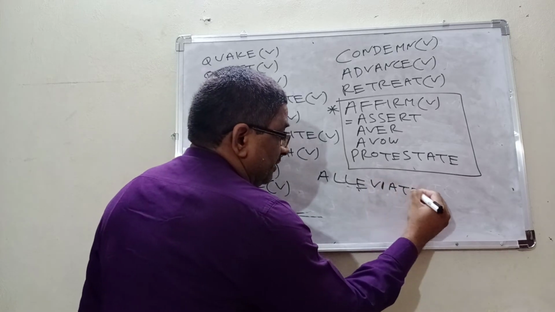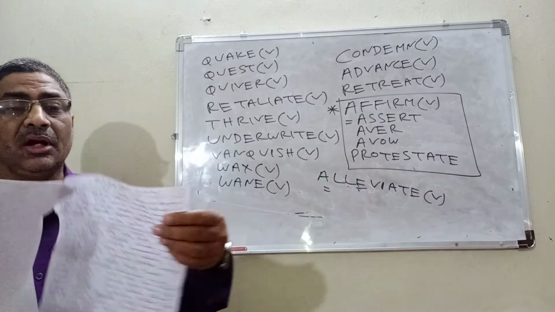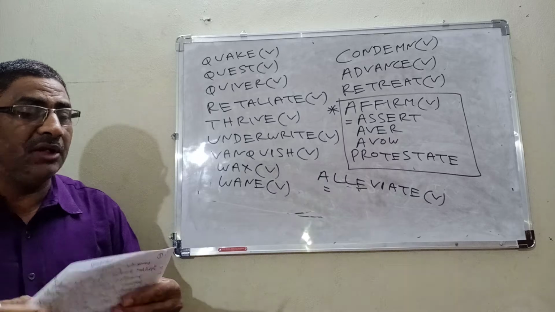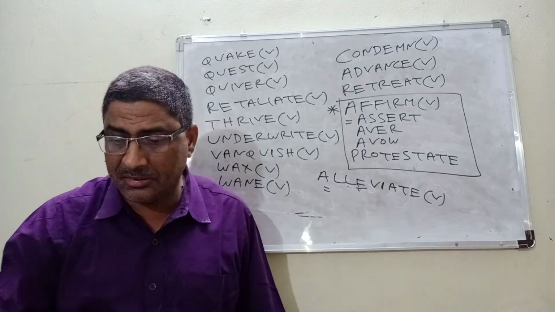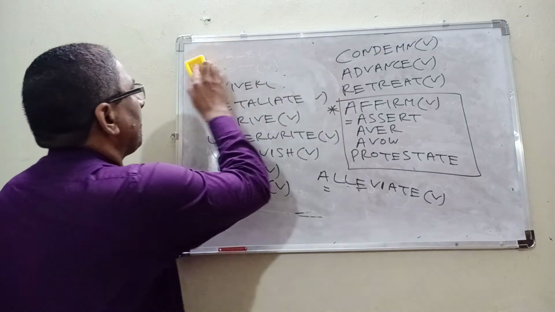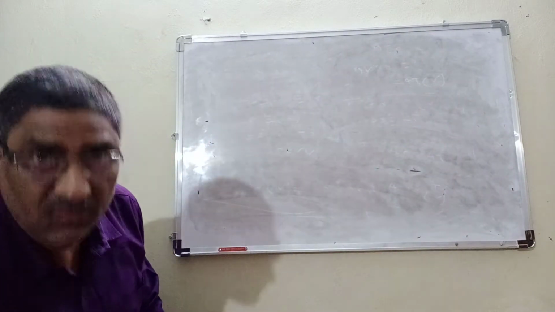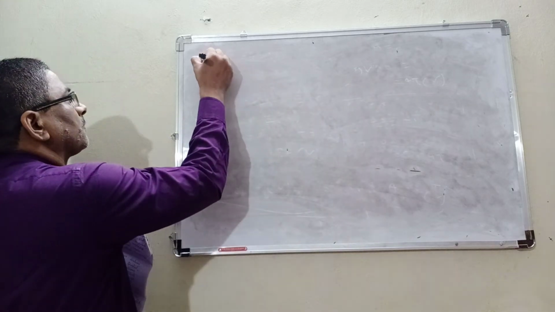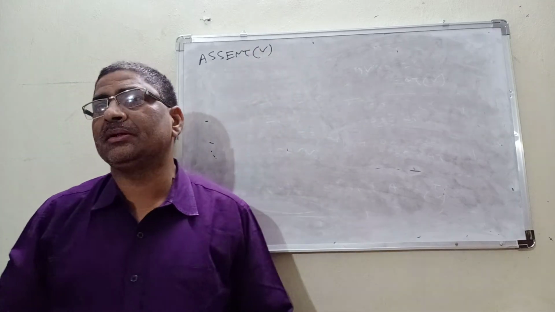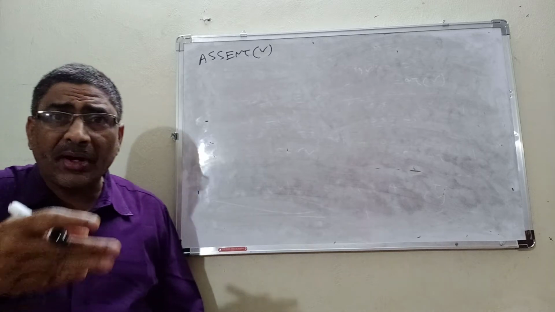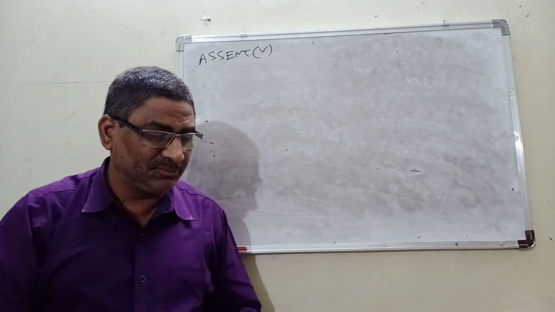Next, alleviate. To reduce the intensity of a problem is called alleviation. I am very glad to say that if you go to any doctor and use the prescribed medicines, it will certainly help you to alleviate the pain. Alleviate meaning is to reduce the intensity of a pain. Assent. What is the meaning of assent? Assent meaning is to show our acceptance. I can say the chief guest assented to attend the program.